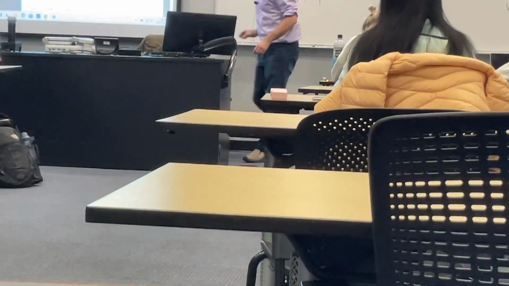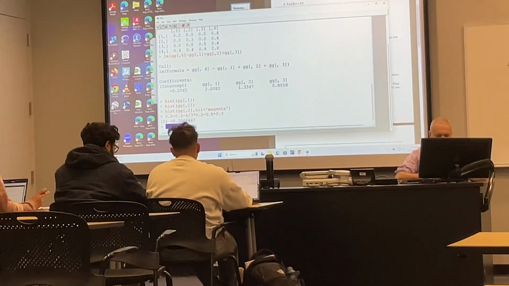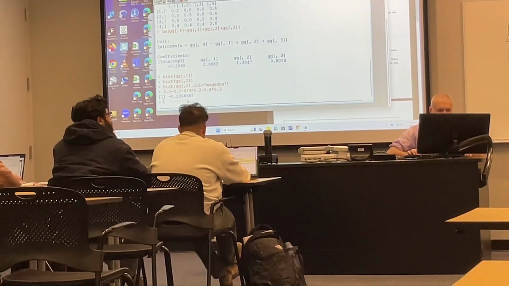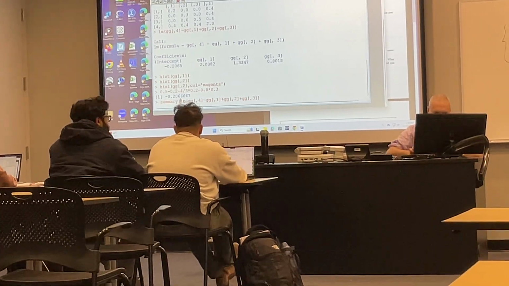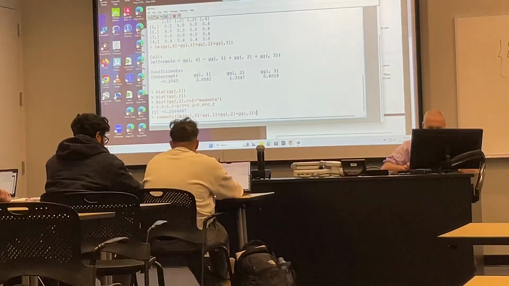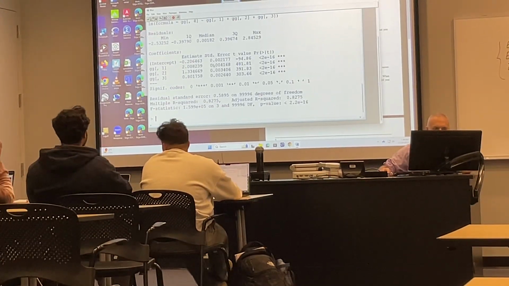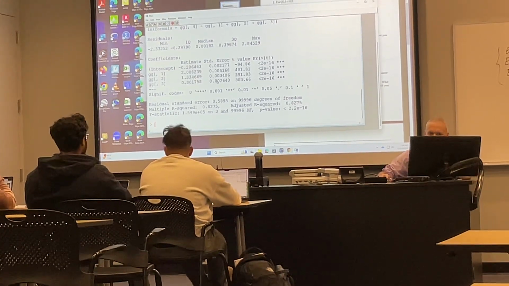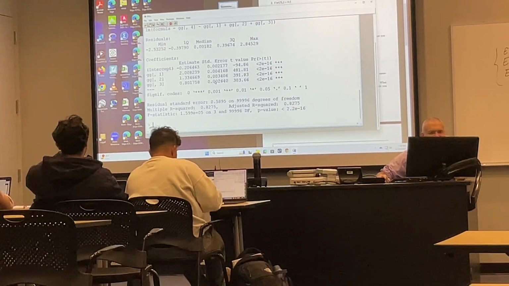What you want to do is create a summary. If you do the linear model, you do a summary of the linear model, like this. You will see the standard errors of the betas here. The standard errors are the sigmas. Okay? Is this clear?